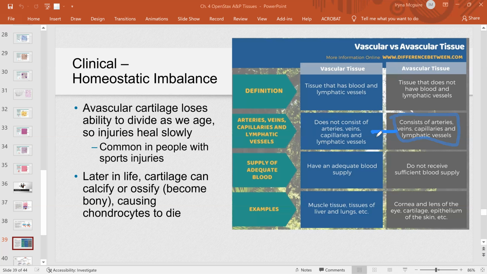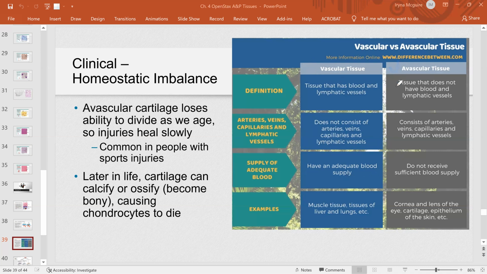needs to be right there, because if we have vascular tissue, that means we will have capillaries, arteries, veins, lymphatic vessels, right, in the vascular tissue, and we will not have arteries, veins, capillaries, and lymphatic vessels in avascular tissue. And because of that, we will have a good supply of blood if tissue is vascular, or we will not have sufficient blood supply if tissue is avascular.